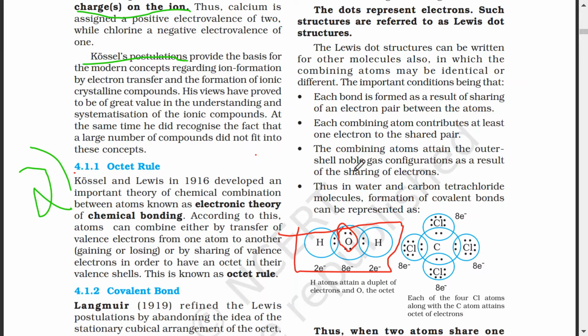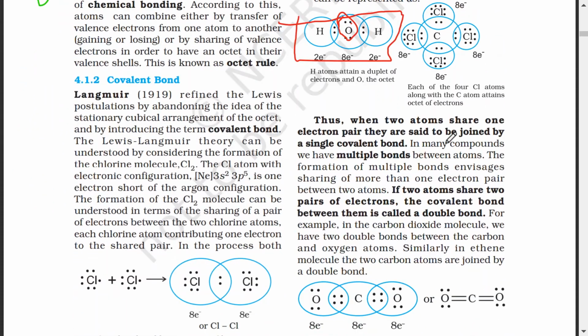Let us go forward. Each combining atom contributes at least one electron to the shared pair. The combining atoms attain outer shell noble gas configuration as a result of sharing of electrons. Thus, in water and carbon tetrachloride molecules, formation of covalent bonds can be represented as follows. Thus, two atoms share one electron pair. They are also said to be joined by a single covalent bond. In many compounds, we have multiple bonds between the atoms. The formation of multiple bonds envisages sharing of more than one electron pair between two atoms.